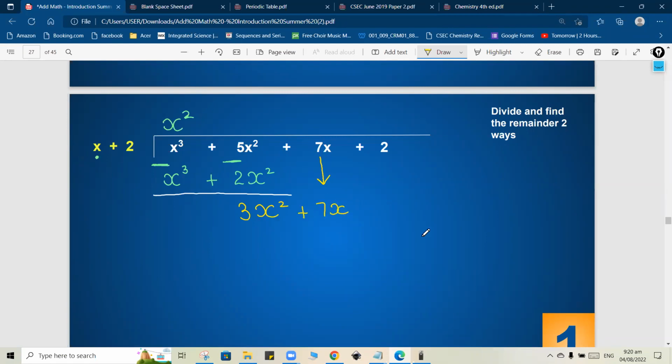We have to continue now. We're going to take the 3x squared and divide it by x again. So 3x squared divided by x is positive 3x.